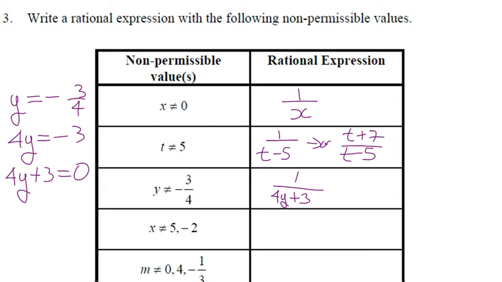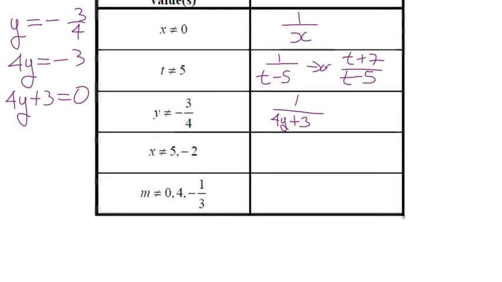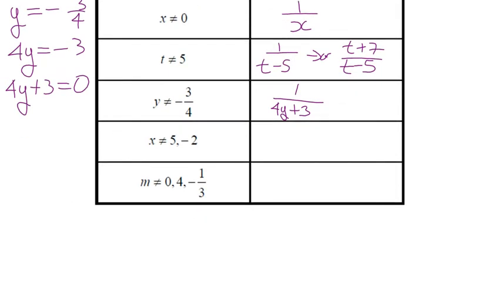Okay, what about a 5 and a negative 2? x plus 2. Okay, so let's go like 7x minus 12 over x minus 5 and x plus 2. Okay, again, numerator doesn't matter, right? You can put anything you want in the numerator. It's the denominator that would have to have an x minus 5 and an x plus 2.